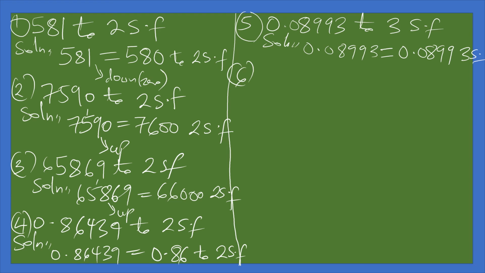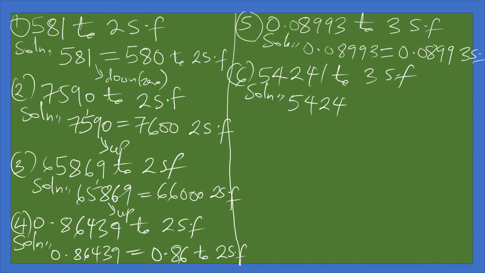They said 54241 towards 3 significant figures. Now solution: 54241 is going to be equal to what? 54200 toward 3 significant figures. That is our answer.